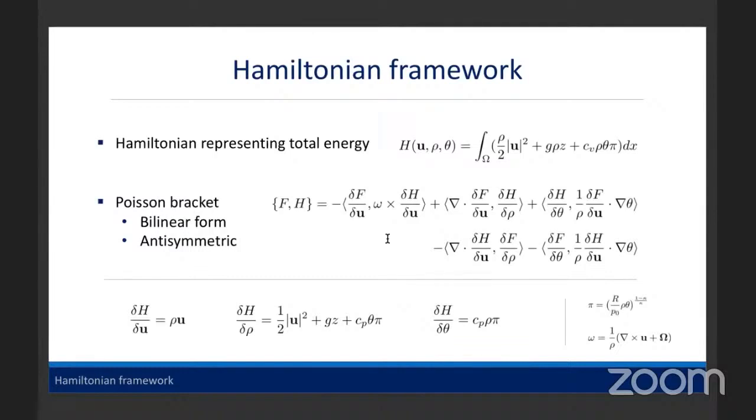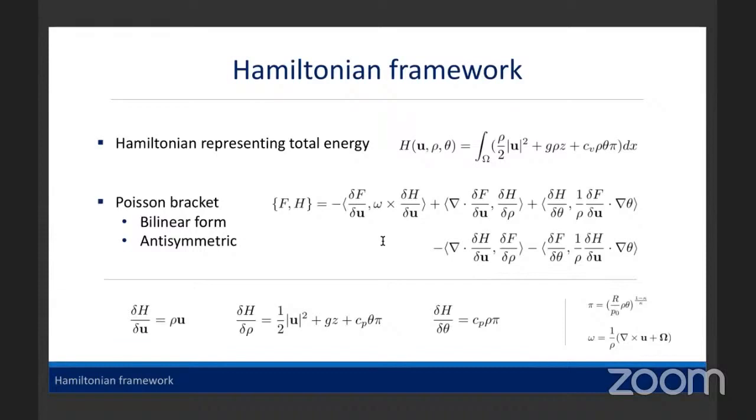This Poisson bracket takes in functionals, and it returns an expression in terms of L2 inner products of functional derivatives. So for example, for my Hamiltonian H, delta H delta u would just be the flux, rho times u. And similarly, we get expressions for delta H delta rho and delta H delta theta, which then appear in this bracket.